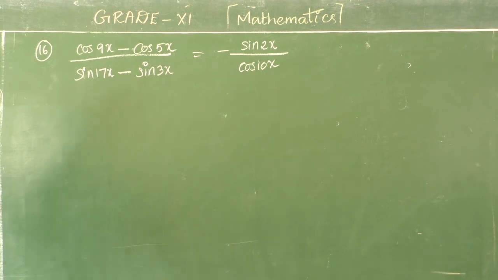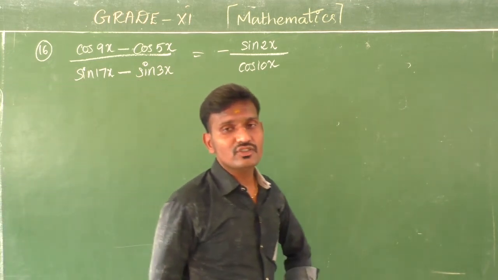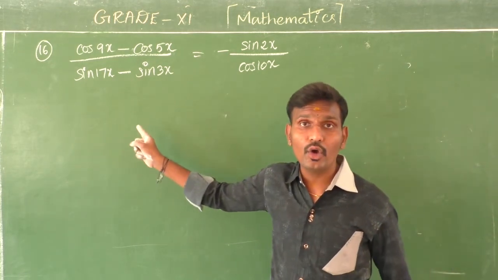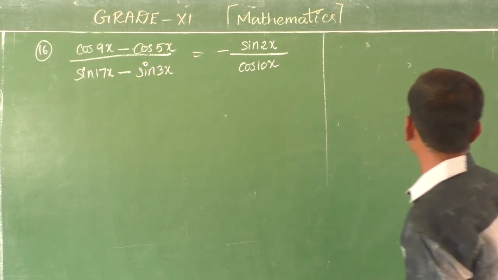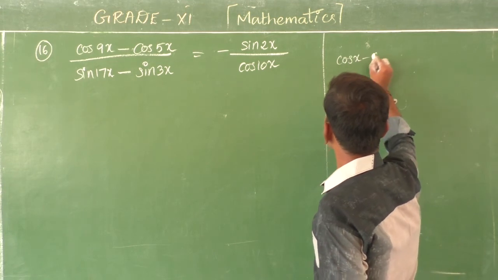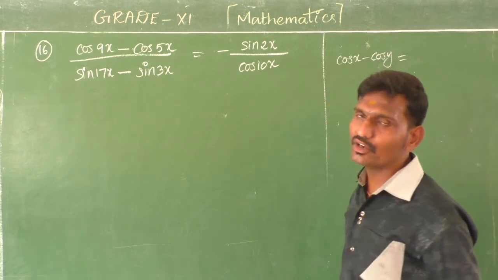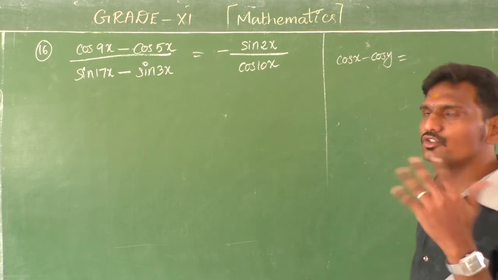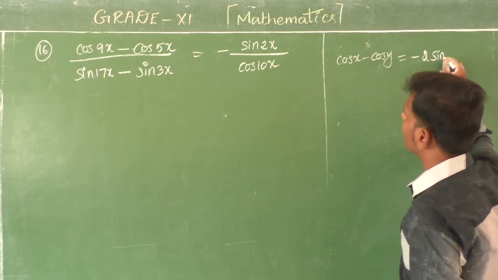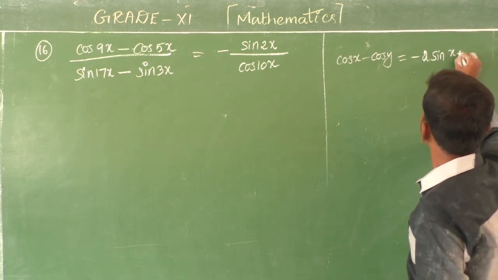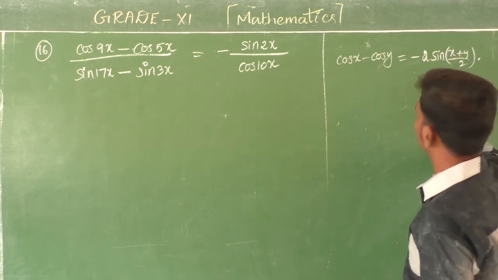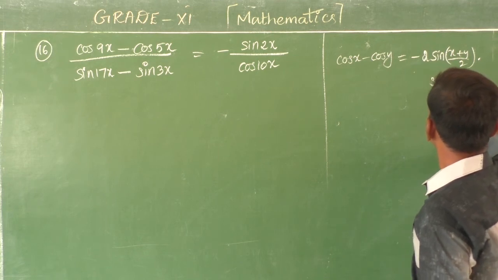Okay, students. This is your question number 16. It is also about how to use the formulas for cos x minus cos y and sin x minus sin y. Here, what are the formulas you are going to use? You just have to write the formulas now. First formula: cos x minus cos y equals minus 2 sin (x plus y) by 2 into sin (x minus y) by 2.